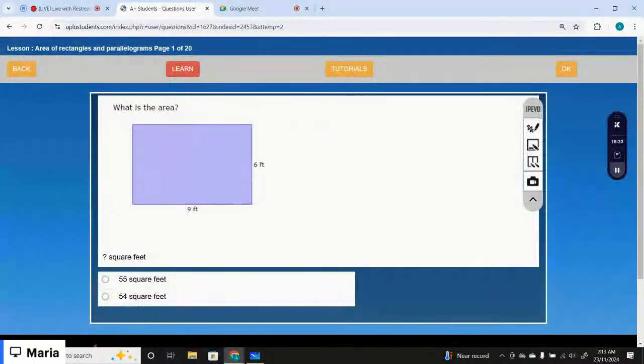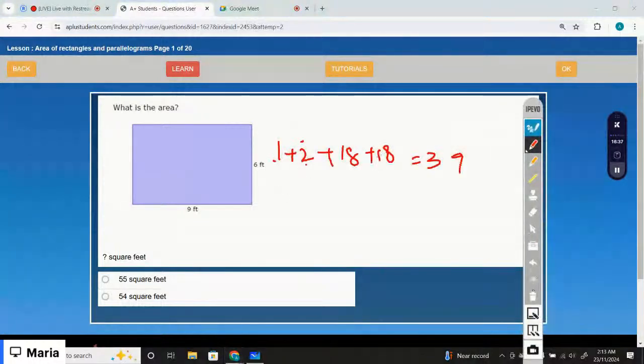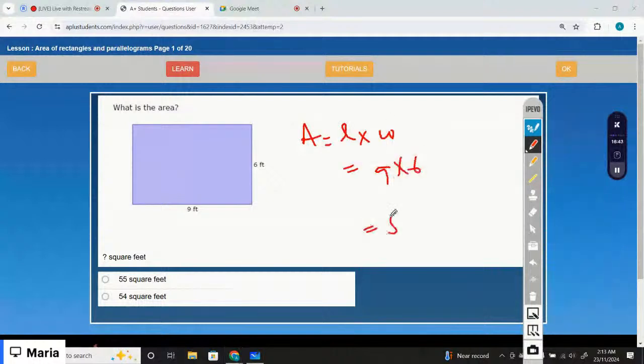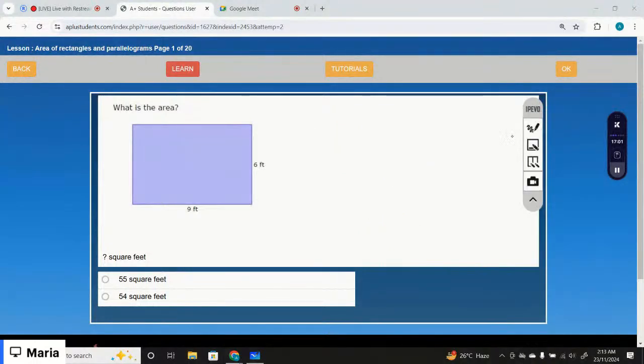What is the area? The area of the rectangle is length times width. So you have to do 9 times 6. 9 times 6 is 54 square feet. Option number 2 is the correct option. That is 54 square feet.